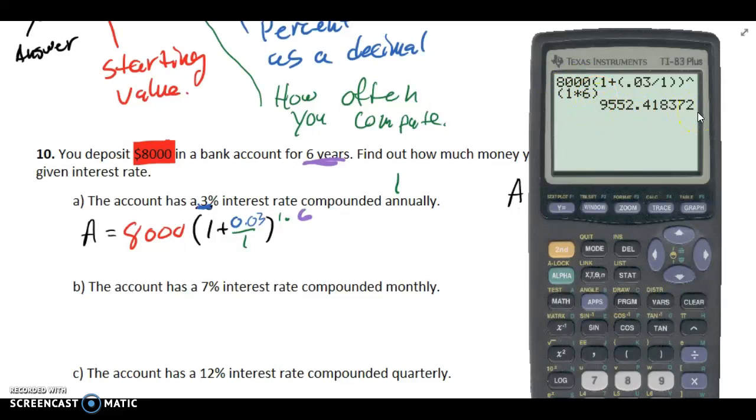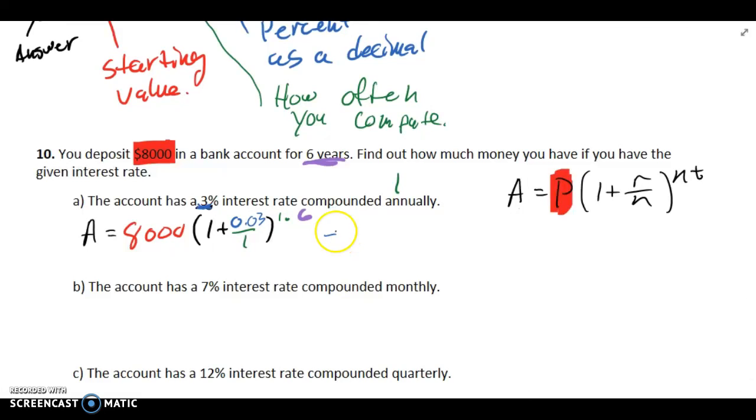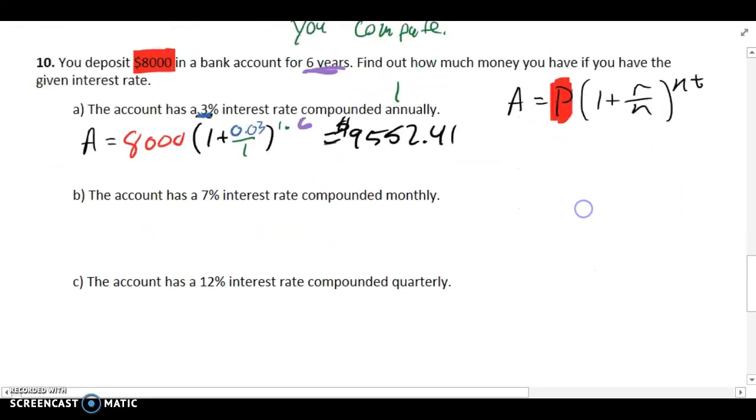I hit enter, and then after 6 years at a 3% rate, we've now made $9,552.41. Okay. And then you're going to do the same thing for the rest of these problems. Just monthly means 12, and quarterly means 4. And then you're going to put these numbers in and get those numbers out, okay, using your calculator.